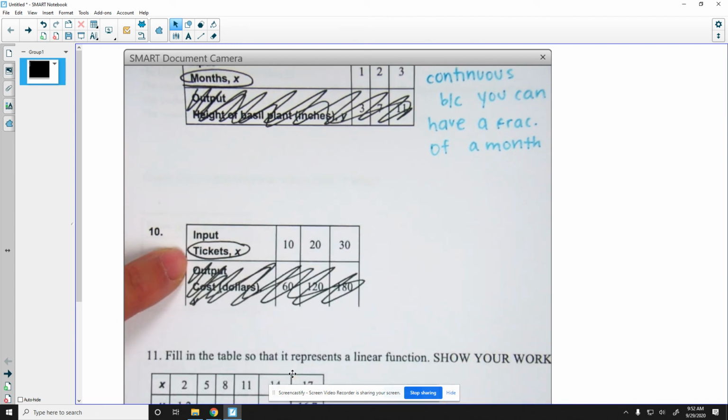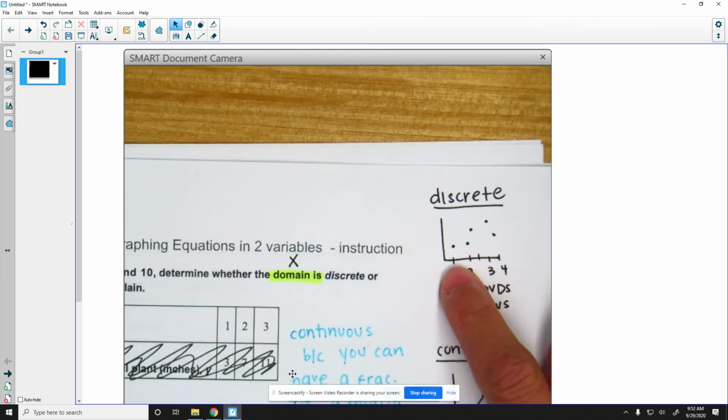So when you want to say if it's discrete or continuous, think to yourself, can I have a fraction of a ticket? No, I can't have 2.5 tickets. Either you have 2 or you have 3, right? You can't have a fraction of a ticket. So if you can't have a fraction of that number, is it discrete or is it continuous? It's discrete, right? It's not continuous because you can only have 1 ticket, 2 tickets, 3 tickets, 4 tickets, 5 tickets.